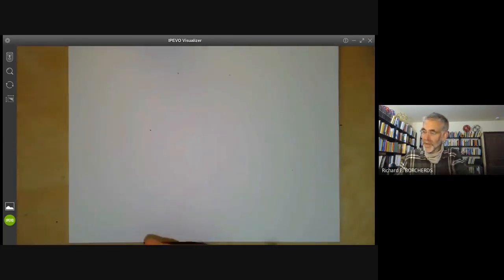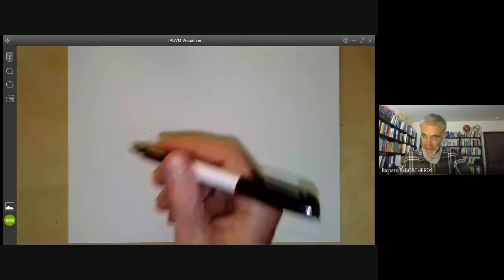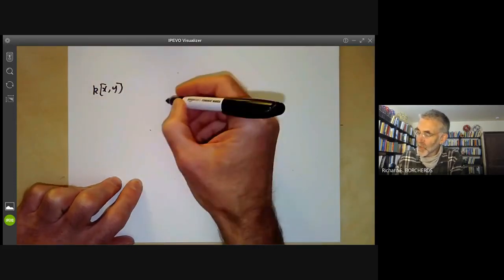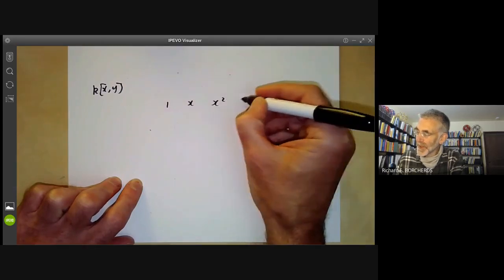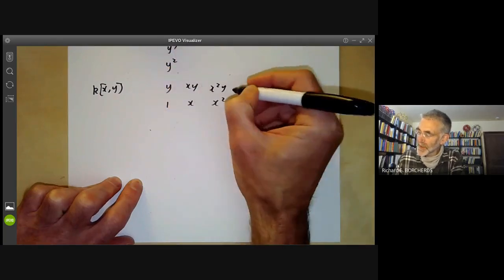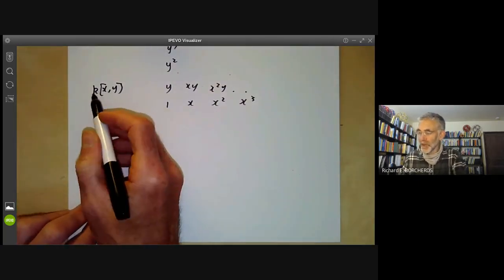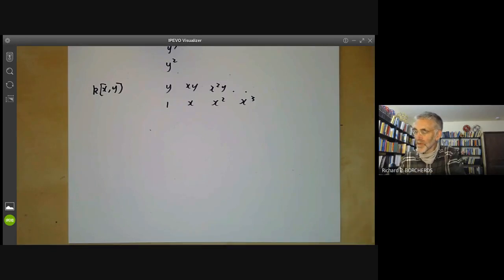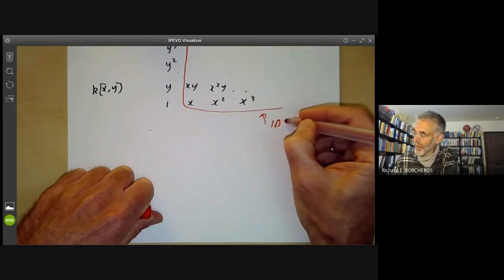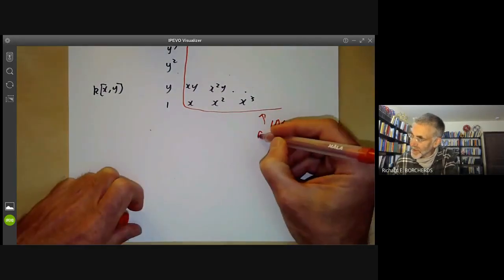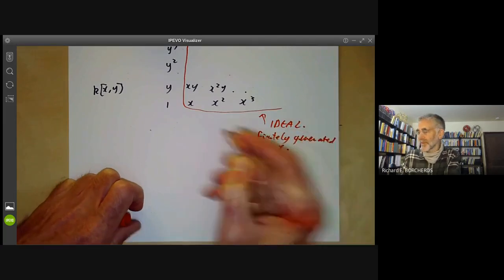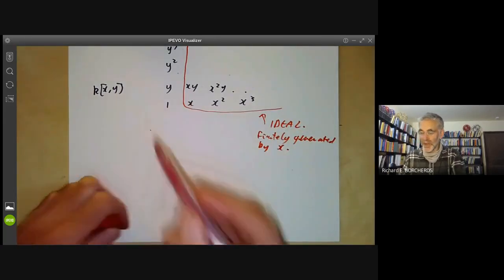You have to distinguish carefully between being finitely generated as an ideal or as a ring. So let's look at the ring K[x,y], for example, and we can write down a basis of it of things like 1, x, x squared, x cubed, y, y squared, y cubed, xy, x squared y, and so on. So this is a basis for this as a module over K. And now I can look at the following ideal. I'm just going to take all these things here. So this is an ideal. And we notice that it is finitely generated by the element x, because everything in this is x times some polynomial.